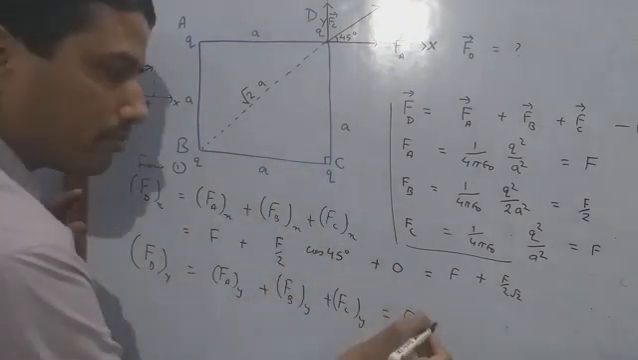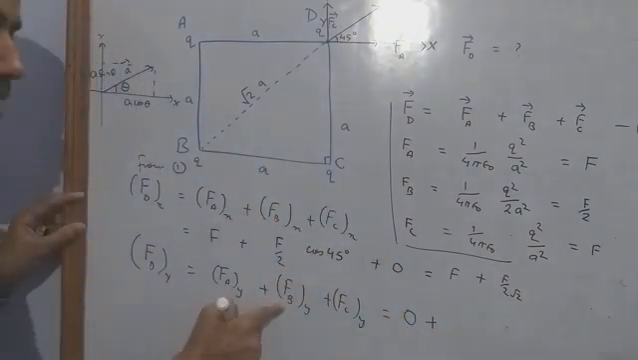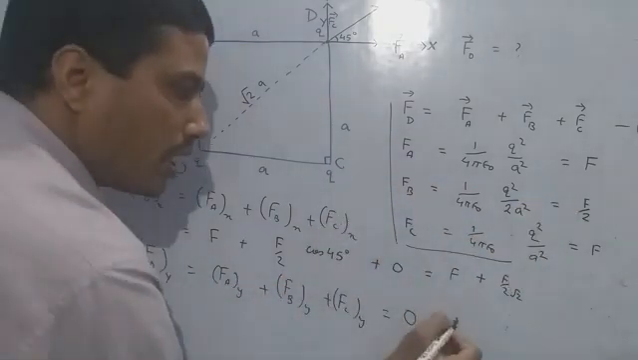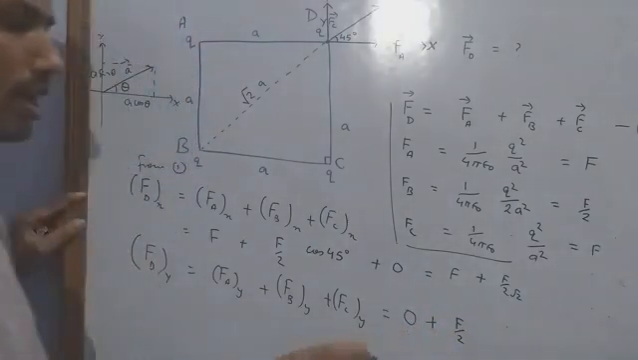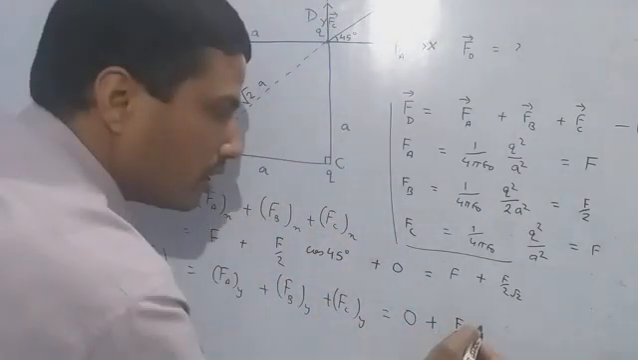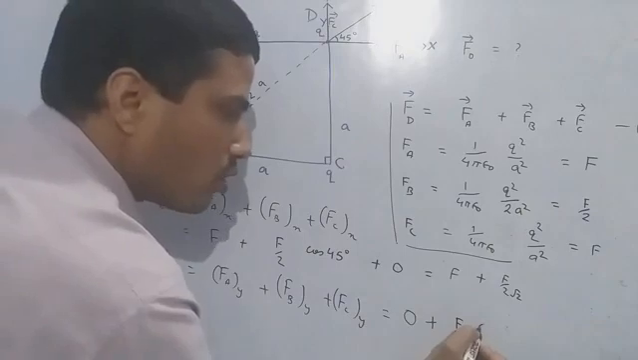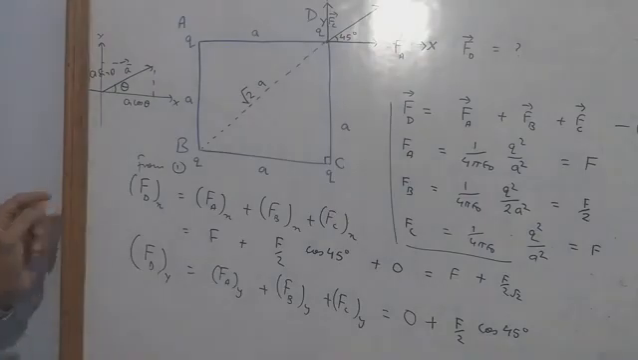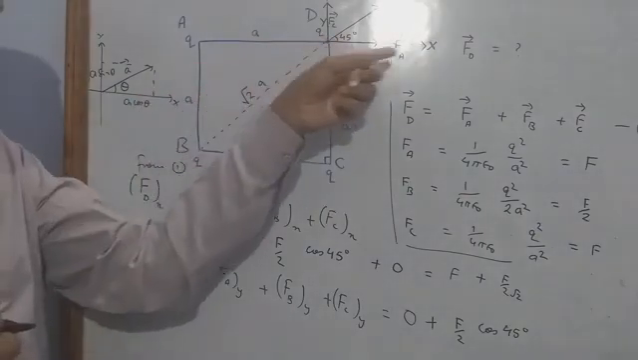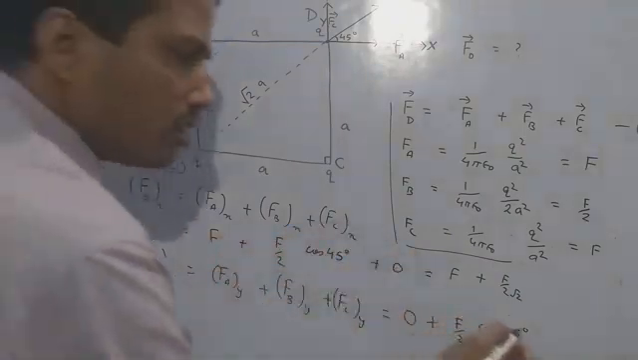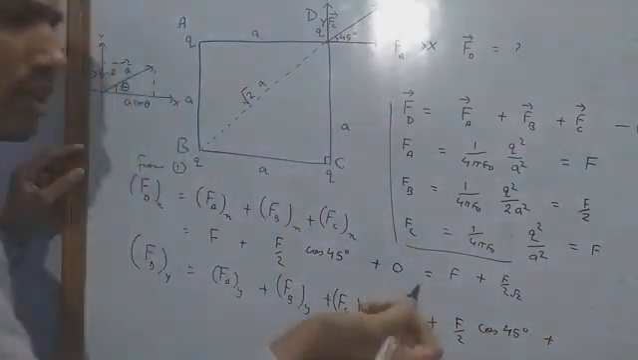It will be 0. Plus the Fb y component. What is its magnitude? Fb magnitude is f upon 2. And with the y-axis, how much angle does it make? It makes an angle of 45 degrees. So this will be written as cos 45 degrees. And if you think in terms of the angle made with the x-axis, we should write sine 45 degrees. Either way, the way you understand, you can write.